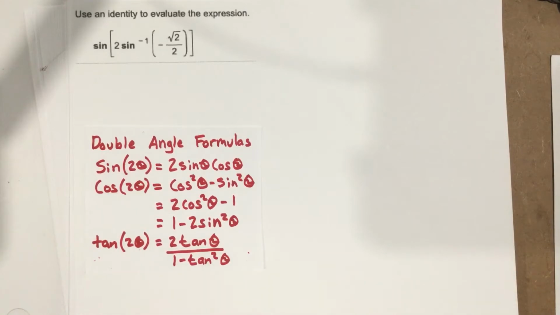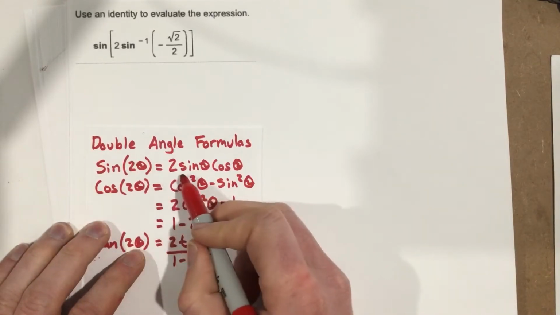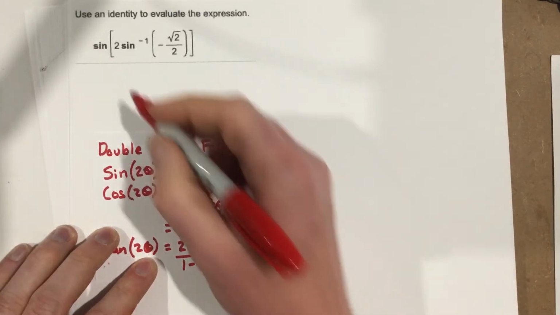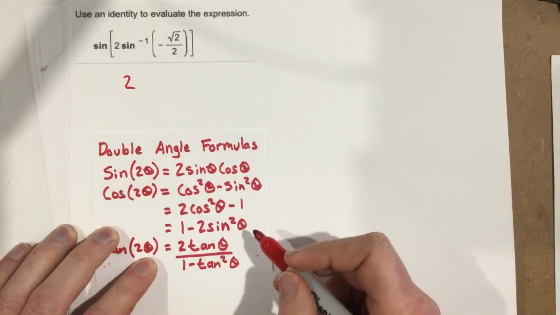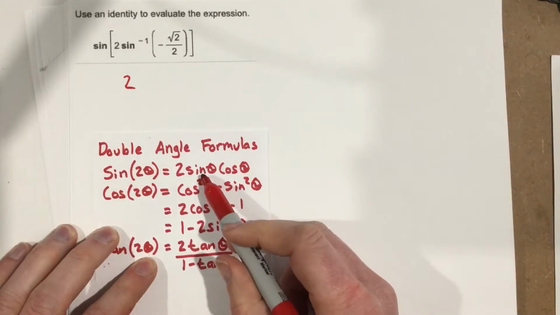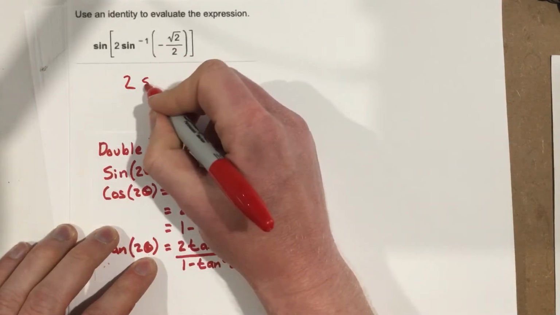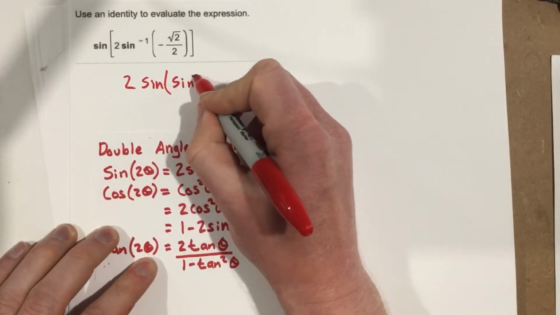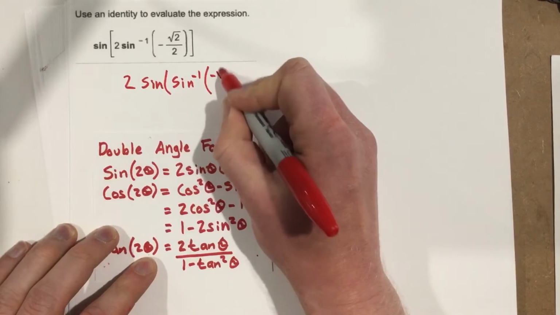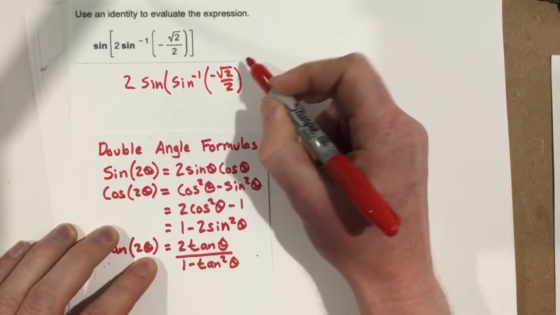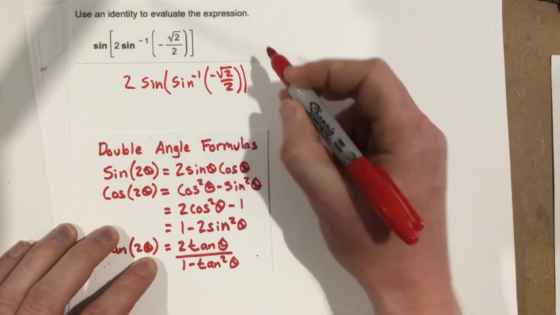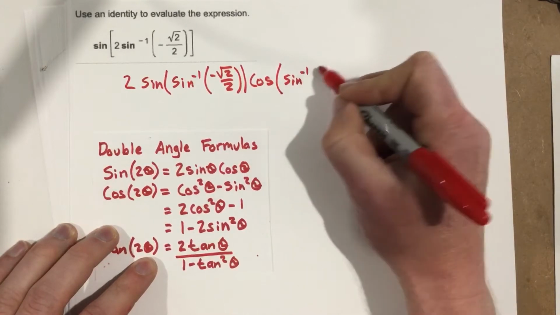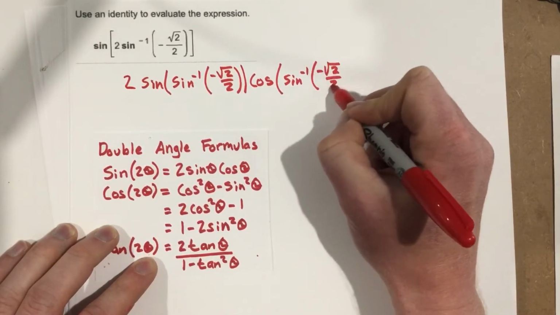We're going to say that sine 2 theta equals 2 sine theta cosine theta. So this is how we write it. We say that 2, and then we can say that this is sine of sine inverse. Now that's kind of weird to write. Of negative root 2 over 2 times cosine of sine inverse negative root 2 over 2.